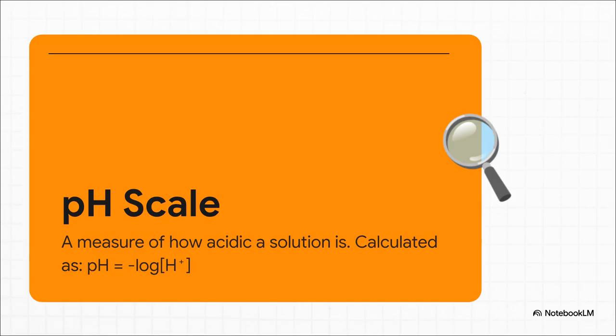Now, the formula might look a little scary, but the key thing to know is that it's a logarithmic scale. That means every single number you go down isn't just one step, it's a 10 times jump in acidity. So a pH of 3 is way more acidic than a pH of 4. And right smack in the middle of this entire scale is the magic number 7. A pH of exactly 7 is perfectly neutral. It's the balance point. Think of pure water. It's not an acid, it's not a base. It's kind of like the Switzerland of chemistry.